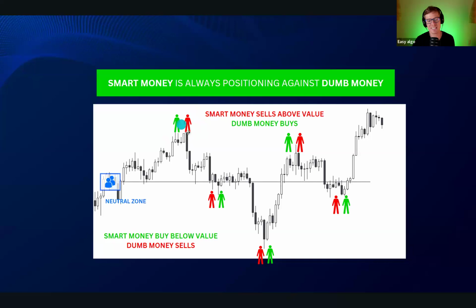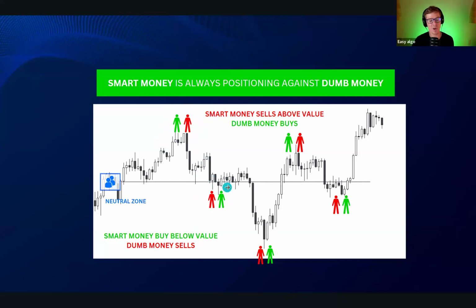And then price drops down and it comes all the way down. It liquidates the dumb money. And then the dumb money sells. And then the smart money buys from the dumb money. So in this equation, smart money is always buying from the dumb money, and the dumb money is always selling to smart money, but the dumb money is always losing and the smart money is always winning.